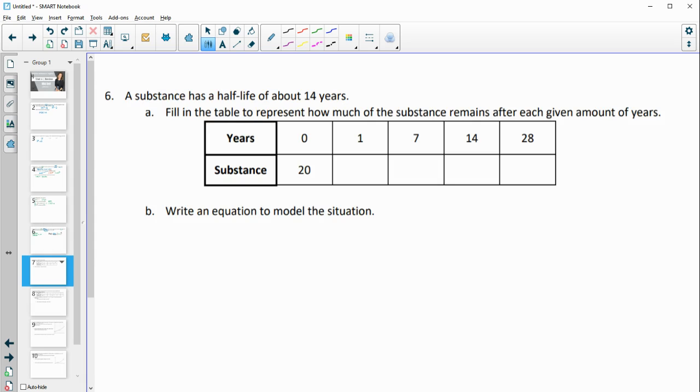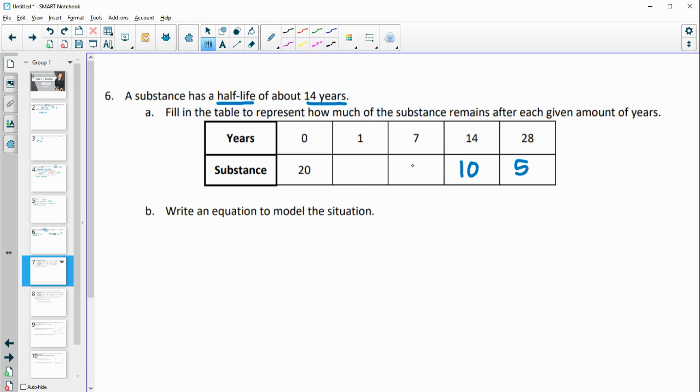All right, number 6 says a substance has a half-life of about 14 years. Fill in the table to represent this. So half-life of 14 years. So after 14 years, it's going to have half its substance left. So we know that this one's going to be 10, half the substance. And then 14 years later, at 28 years, it's going to have another half of the substance.